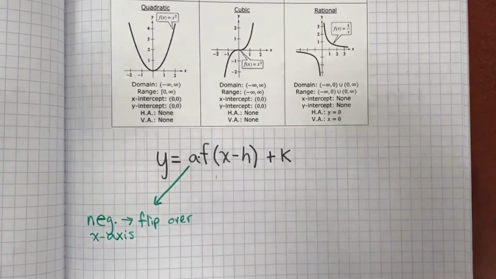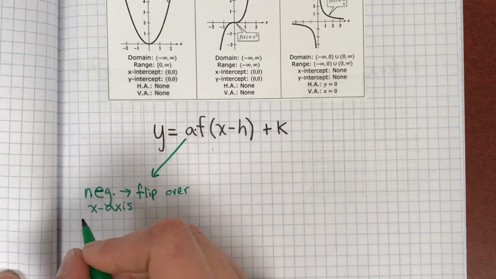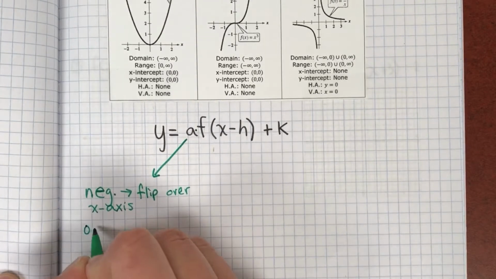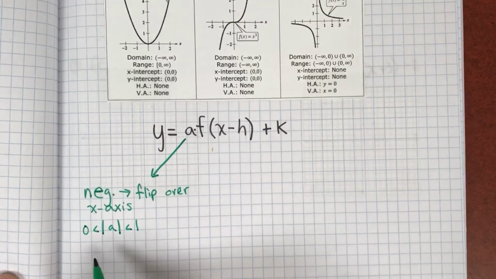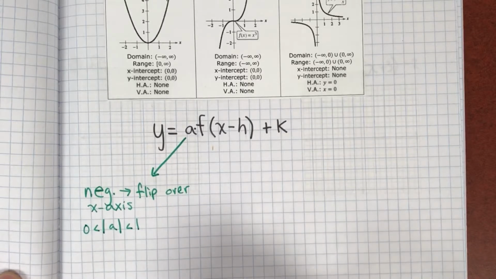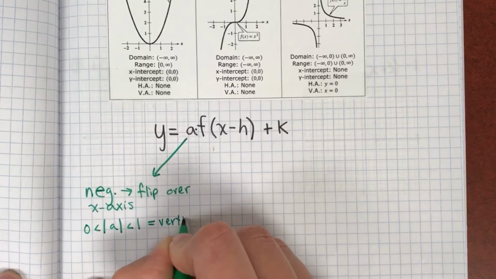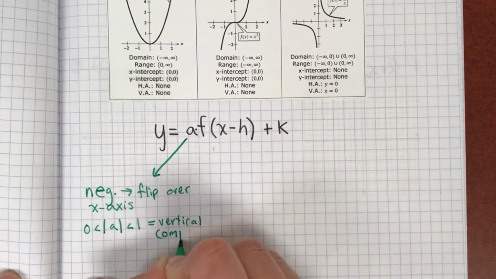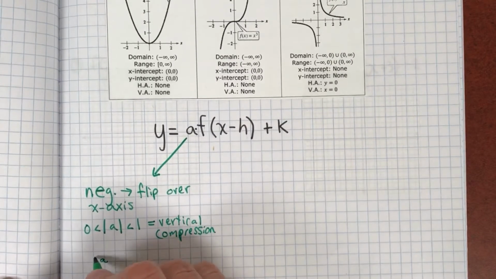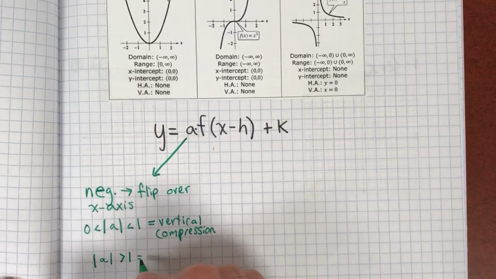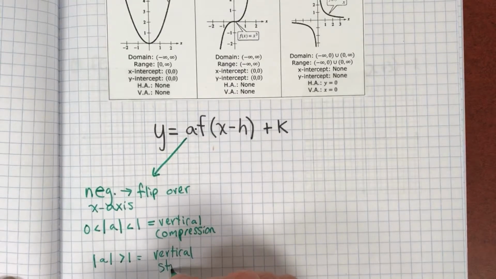All right, and then if A is less than 1, it is a vertical compression. So I like to take the absolute value of A, and if it's less than 1 but greater than 0, so basically some sort of decimal, that is going to be a vertical compression. Now, if the absolute value of A is greater than 1, that's going to be a vertical stretch.